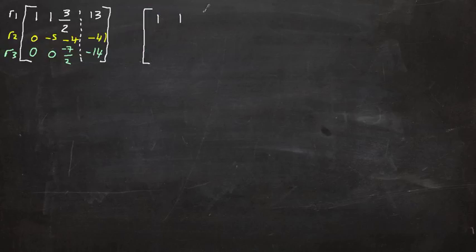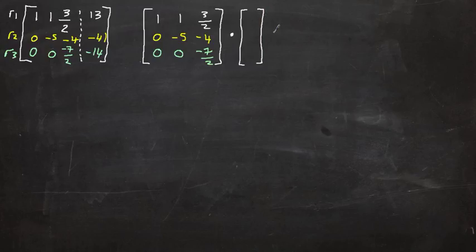Got 1, 1, 3 over 2, 0, minus 5, minus 4, 0, 0, minus 7 over 2. So that was our matrix of coefficients, the things we multiply, multiplied by the unknowns equals a column matrix with elements 13, minus 41, and minus 14. So that's everything we need to work out Z, then Y, then X.